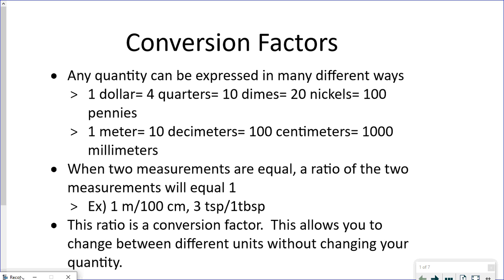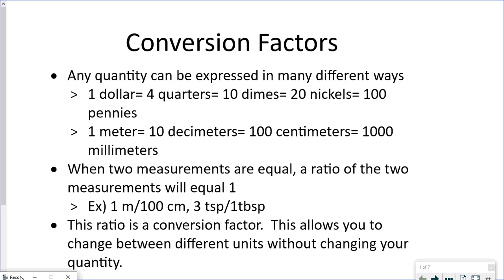We're going to start off a little bit easy today and just introduce a concept that we're going to be using through the next couple units called dimensional analysis. With dimensional analysis, we're going to be working with conversion factors. These are quantities that can be expressed in different ways. So it's equal to the same total amount, but the units may be different.